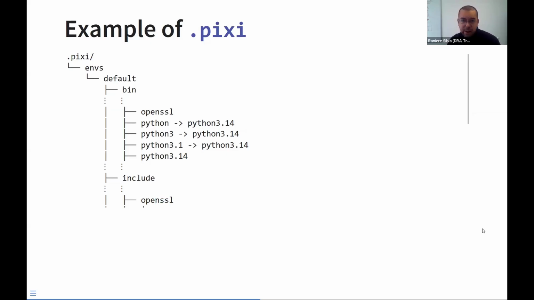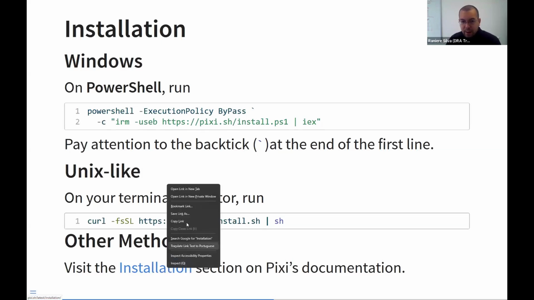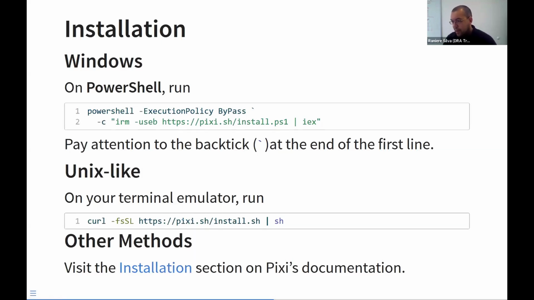So I already talked quite a lot. What I want at the moment, before we take the break, is to install Pixi. If you never have, you can install on Windows or any Unix-like system. If you need more information, you can find it on the installation section. I'll paste the link in the chat, and I will paste the commands here also.